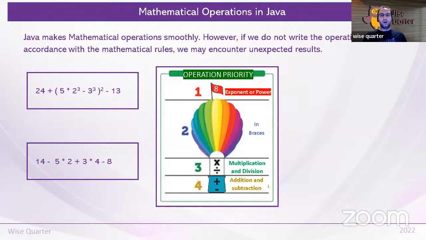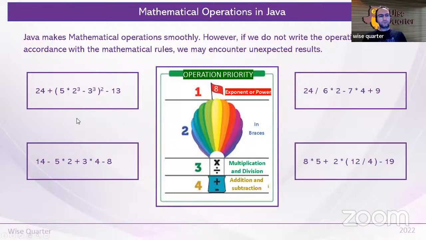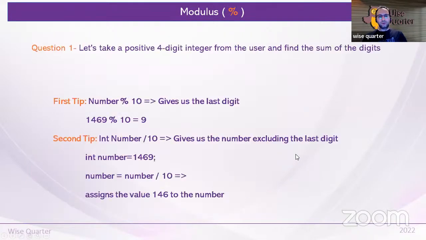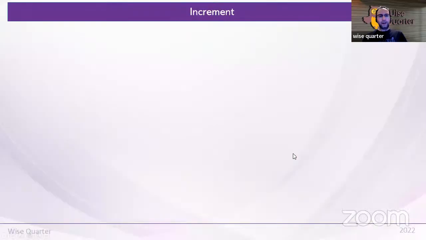Mathematical operations are also important in Java because Java will follow the rules. The rules: first the power, then whatever is written in the brackets or braces, whatever you say, then multiplication, product and division, then addition and subtraction. These are the rules to follow: first, second, third, and fourth. Okay, we have solved those questions in the previous lesson. Yes, we have talked about the modulus, and voila.